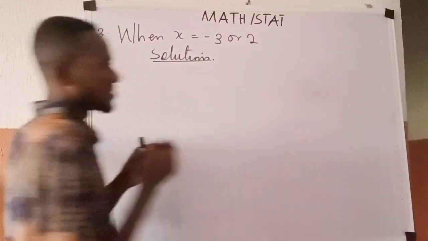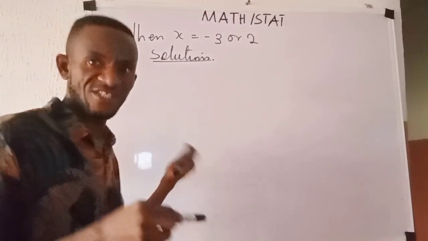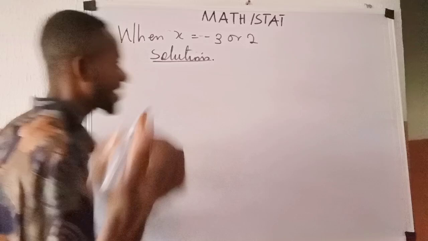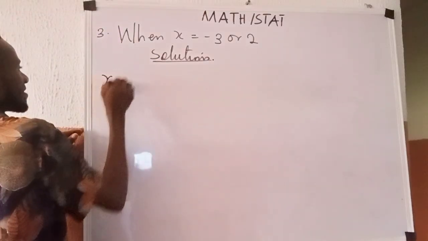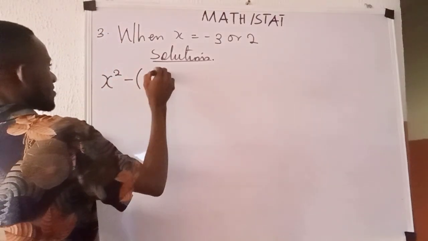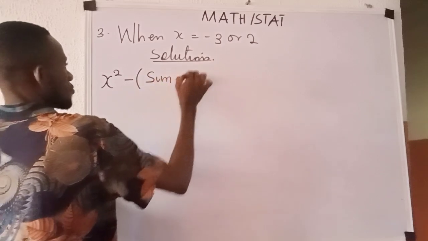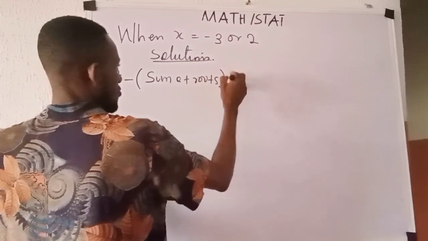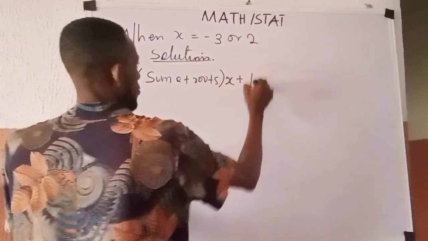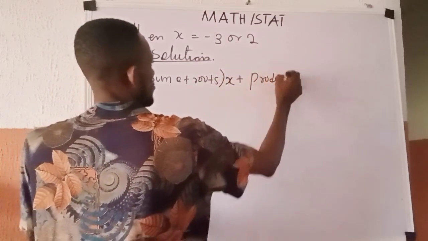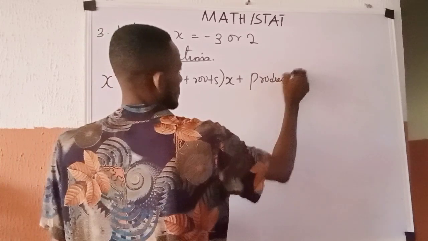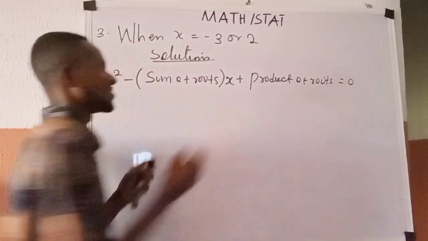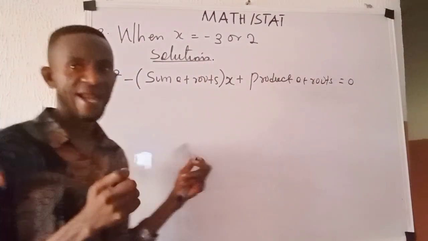Remember, we already derived the equation with which to do this kind of problem. And that thing we derived with you is x raised to power 2 minus, open a bracket, sum of roots, close it, times x plus product of roots equals 0. This is what you and I earlier arrived at.